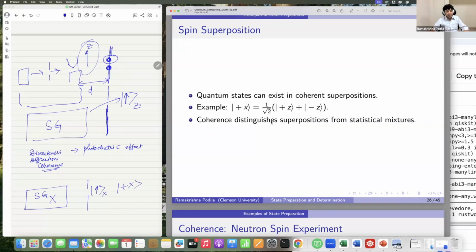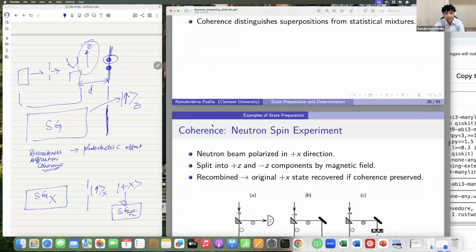Now I take these particles and send them through another Stern-Gerlach apparatus. Then they are going to split again. If I send these spin up particles through, let us say, a Stern-Gerlach apparatus where the magnetic field is along the z direction, then I'm going to get two beams again, one positive z and one negative z, right? So this is a superposition. That is, I could say that spin up x, as you see on the screen, is a superposition of plus z and minus z, right? What we want to do is distinguish coherence from superpositions or statistical mixtures.